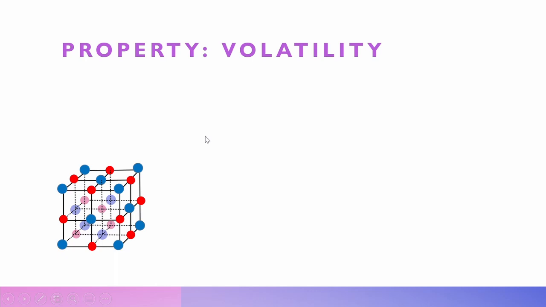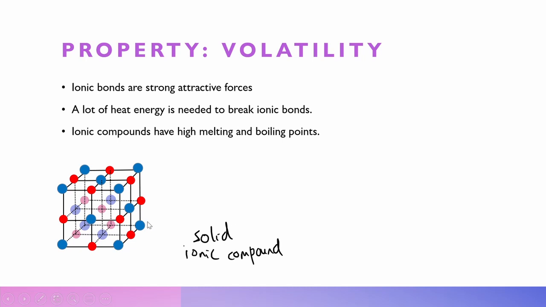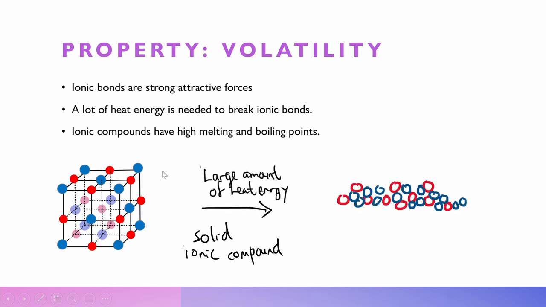And that's because for something to melt or boil, the strong attractive forces, the ionic bonds, need to be overcome by the heat energy that is supplied to it. And since ionic bonds are strong, a lot of heat energy is needed to break them. For this reason, ionic compounds have fairly high melting and boiling points. Right? So a lot of heat energy is needed to melt a solid ionic compound or to change it into gas.